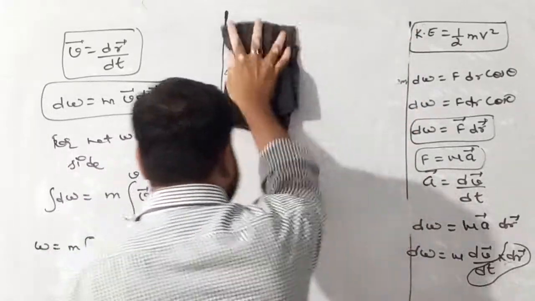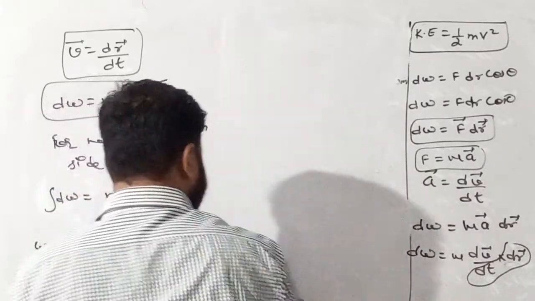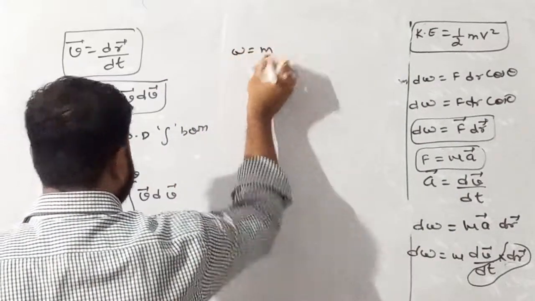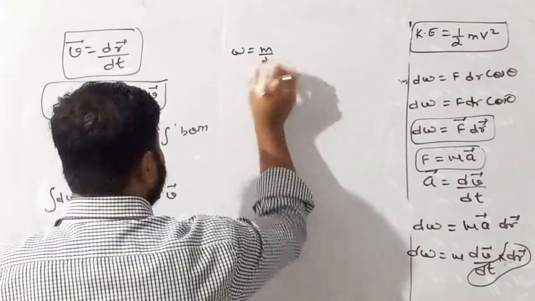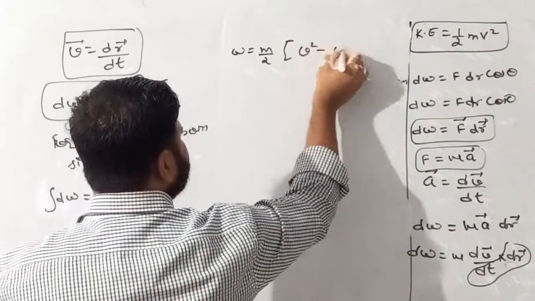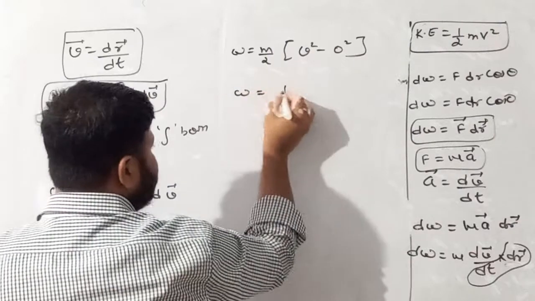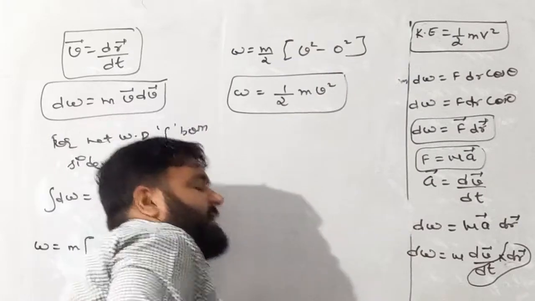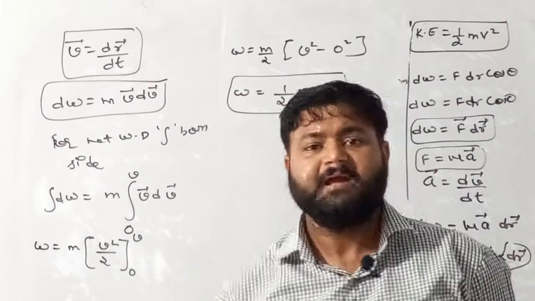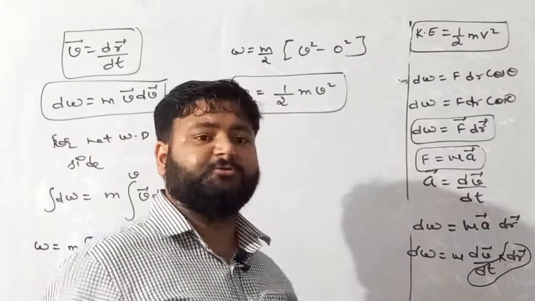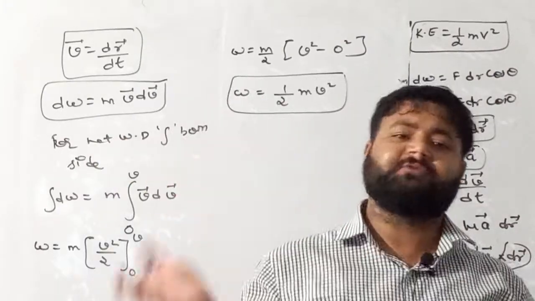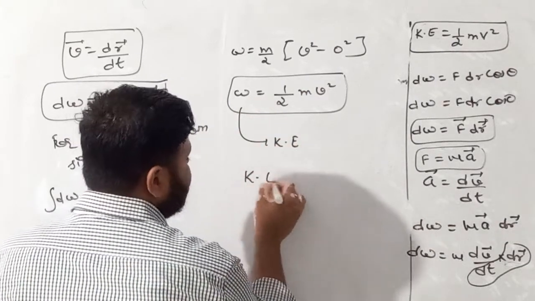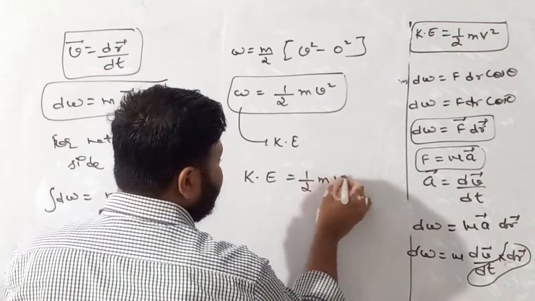So please put the limit. After putting the limit, see what we get. W is equal to m, and I'll write half outside, so v square minus 0 square, so work done is half mv square. I already told you, my dear student, the SI unit of work and energy is the same, and if two quantities have the same SI unit, then we can replace them. So instead of work done, I'll write kinetic energy. So kinetic energy becomes equal to half mv square.